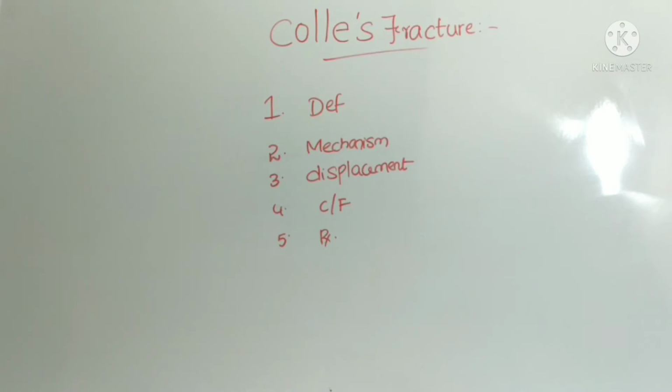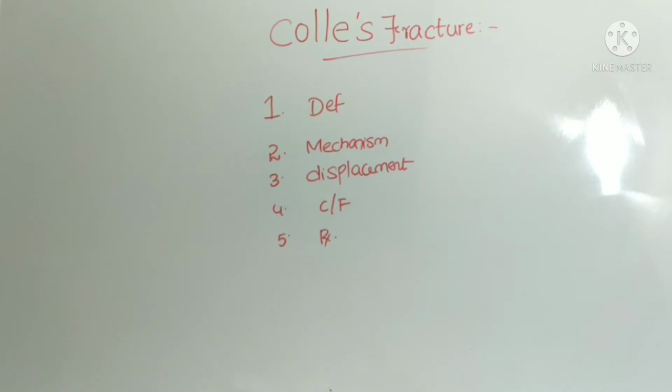Moving into mechanism. What is the mechanism noticed in this particular COLLE'S FRACTURE? It is caused by a fall on the palm of an outstretched hand. If you fall down by keeping your palm on the floor, your entire weight will be borne by this palm itself. At that time there may be chances of this COLLE'S FRACTURE. The fracture is transverse but often comminuted. If you want to know what a transverse fracture is, you have to refer to our fracture video in the Shalyatantra playlist.